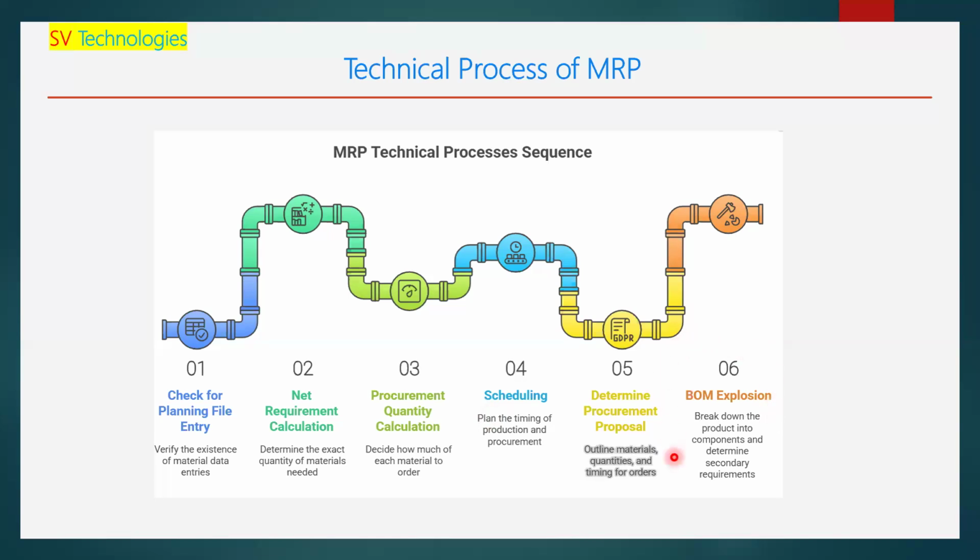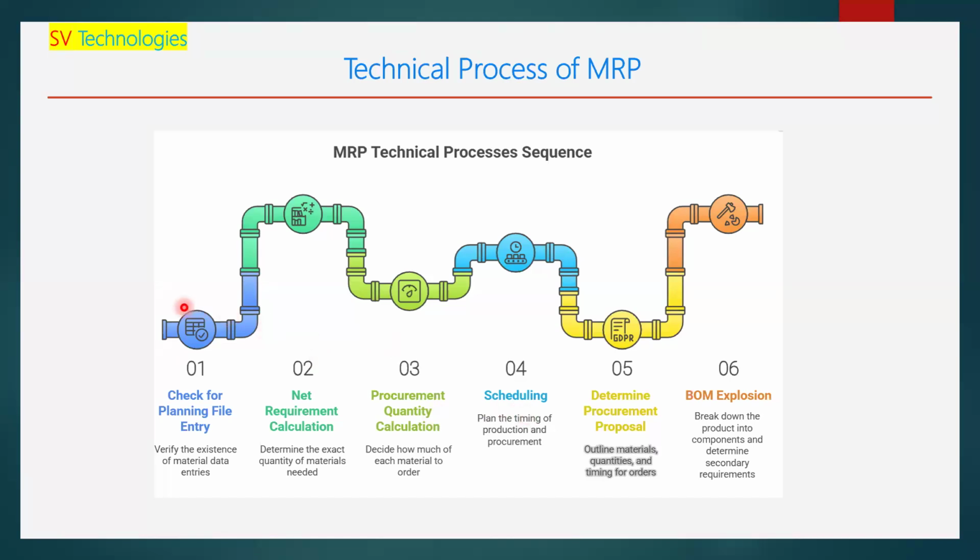So that is the final step. Okay, why am I explaining this final step first now? This is to make you understand the overall concept. These are how the quantities will be calculated, the system will generate the procurement proposals, and the dates will be calculated. This is a little bit in depth. This will be later.